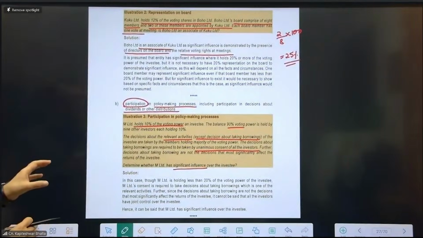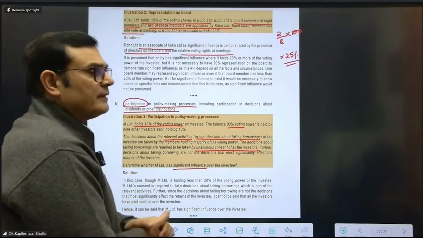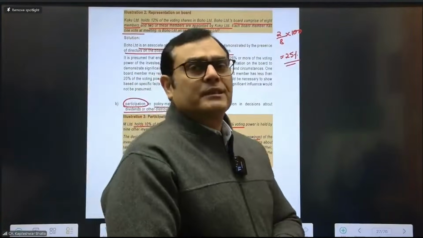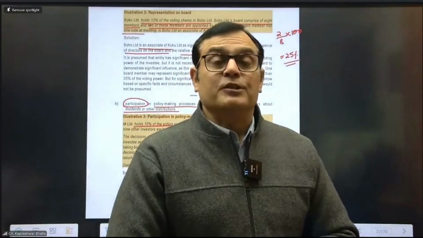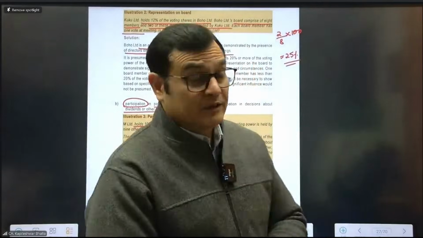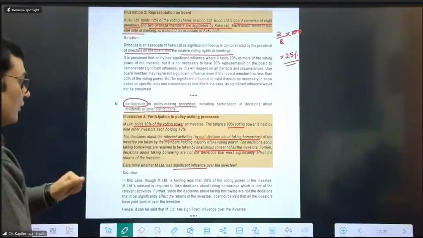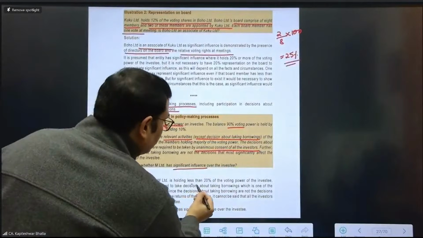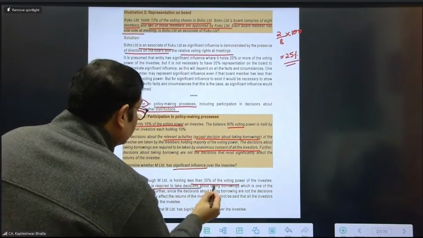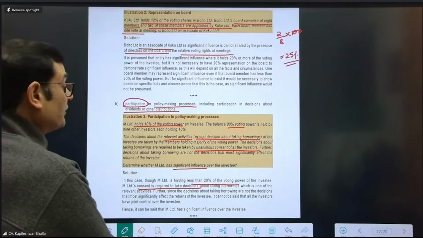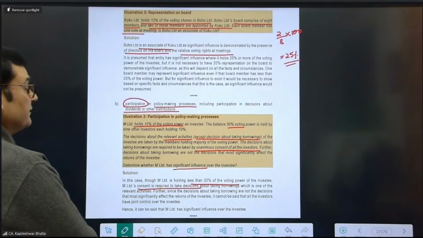Now we can see in this particular case that even though his percentage stake is merely 10%, we cannot conclude that he's got no significant influence. We need to look at the facts of the case as well. So although he's got less than 20% voting power, his consent is required to take decisions about taking borrowings, which is one of the most relevant activities.